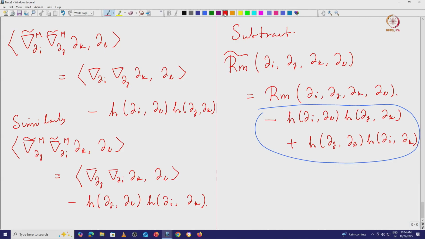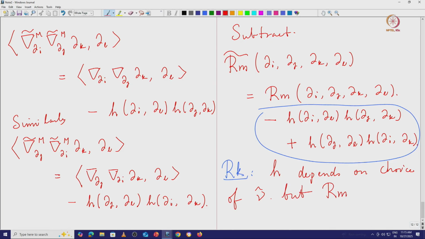So I will end with the following remark. Note that H depends on the choice of nu hat. So at any point there is basically just two choices of the unit normal vector field, because it is one dimensional. So you could have either picked nu hat or you could have picked minus nu hat. H clearly depends on your choice, but the curvature does not, and it should not, right, because the curvature is an intrinsic property of the embedded submanifold.